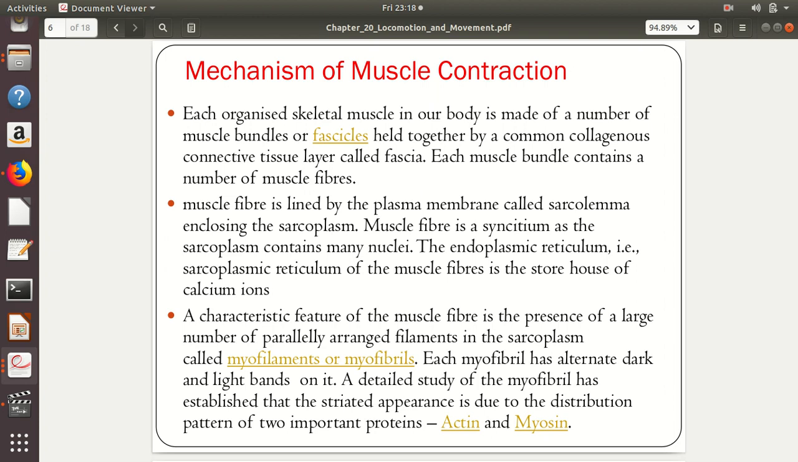One of the characteristic features of the muscle fiber is the presence of a large number of parallelly arranged filaments in the sarcoplasm, and they are called myofilaments or myofibrils. Each myofibril has alternate dark and light bands on it. A detailed study of the myofibril has established that the striated appearance is due to the distribution of two important proteins, actin and myosin.